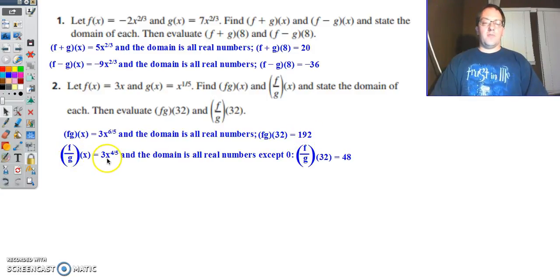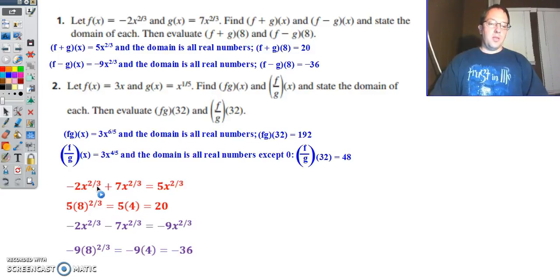F divided by g of x is 3x to the 4/5 power. Domain is all real numbers except for 0. And f divided by g of 32 equals 48. If that's what you got, you can fast forward just a touch. If not, let's see why. So for the addition and subtraction, those were pretty easy. You just take the two, f and g, you add them up, simplify it, find like terms. Take your 8, plug it in, and you end up with 20.